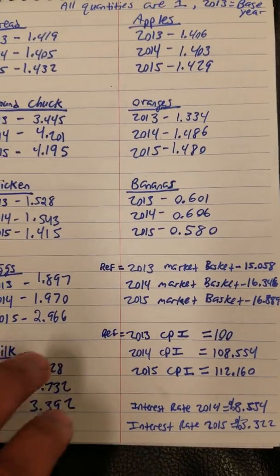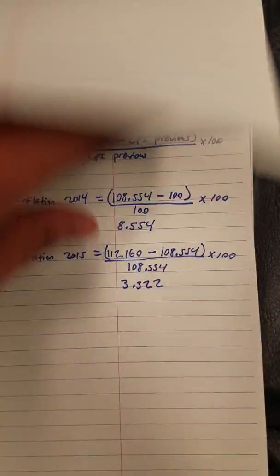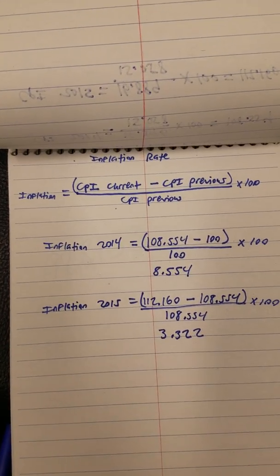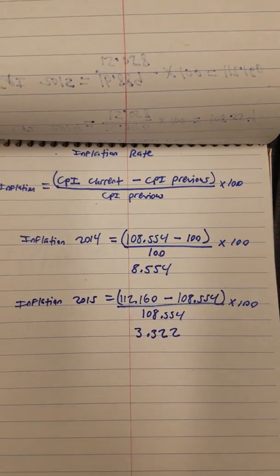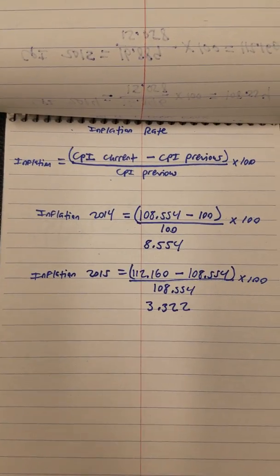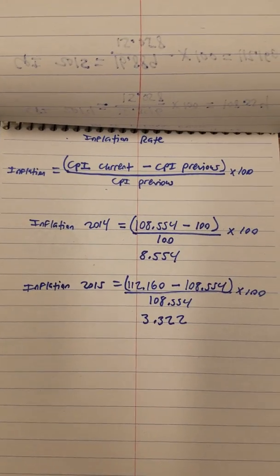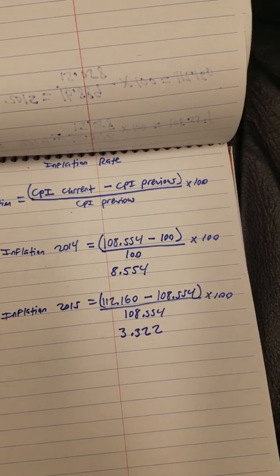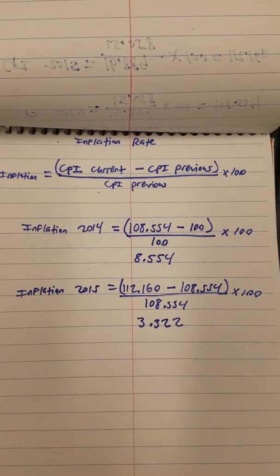Now, once you find those, you can then find the inflation rate by taking the CPI of the current year, whether it's 2015 or 2014, subtracting the previous year, dividing by the previous year, and multiplying by 100. Doing that for 2014 gives you the 108.554 CPI of 2014 minus the 100 for the base year, divided by 100 and multiplied by 100, which gives you 8.554% inflation. That's from 2013 to 2014.